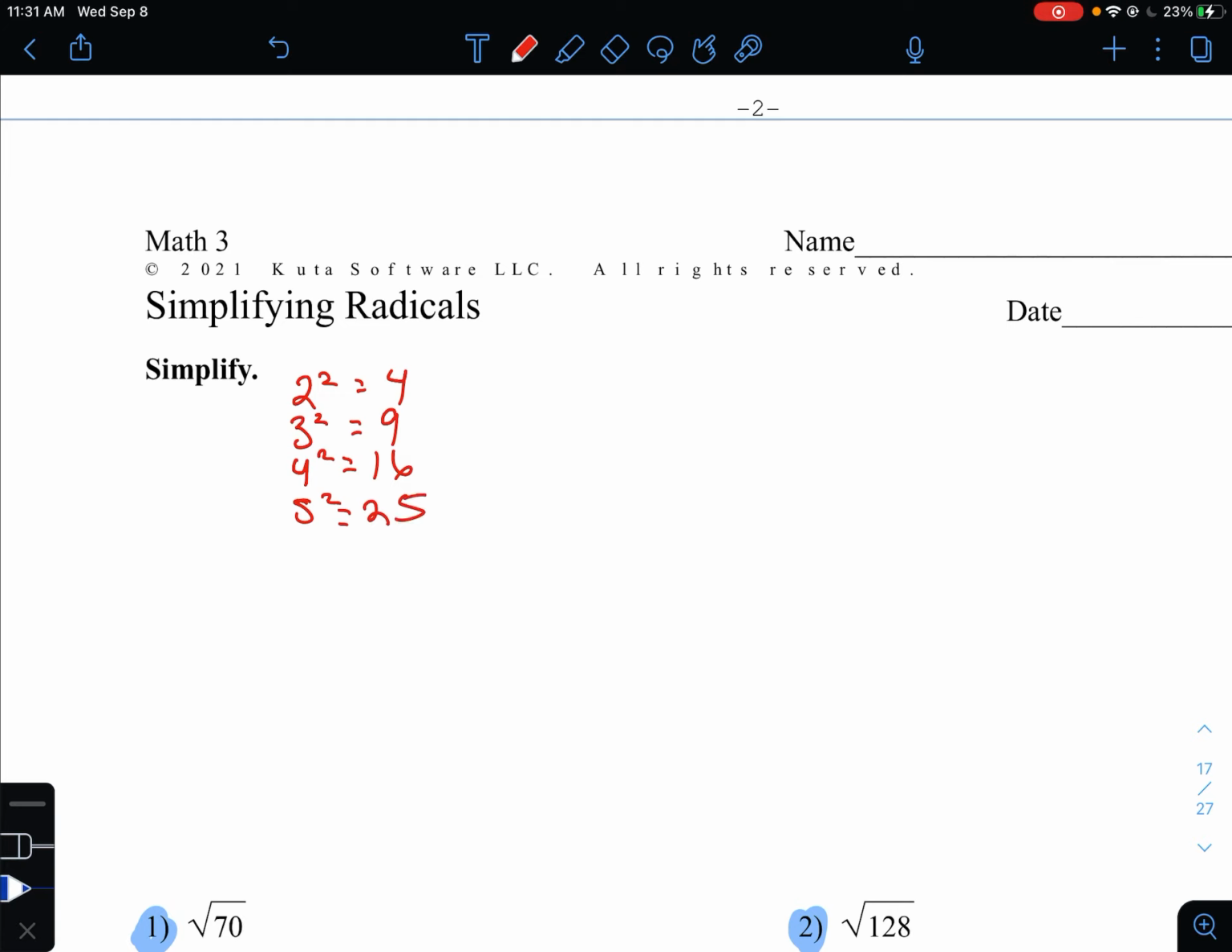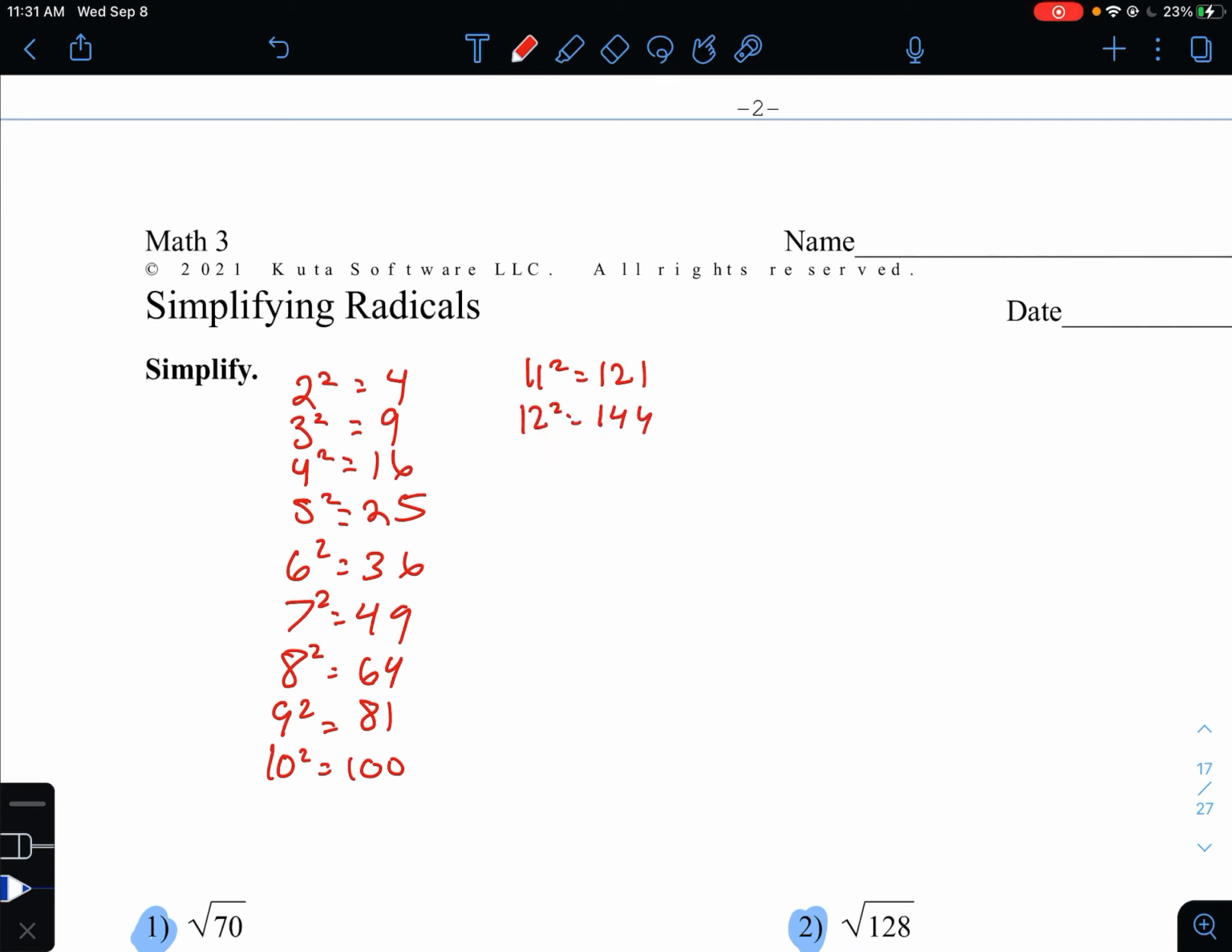Now make sure you're copying this down because I am going to be referring to this list as you do this worksheet. So make sure that you copy this list down so that you have it. So we have 6 squared is 36, 7 squared, 49, 8 squared, 64, 9 squared, 81, 10 squared, 100, and then we'll do 11 squared, 121, 12 squared, 144, 13 squared, 169, 14 squared is 196, and 15 squared is 225.